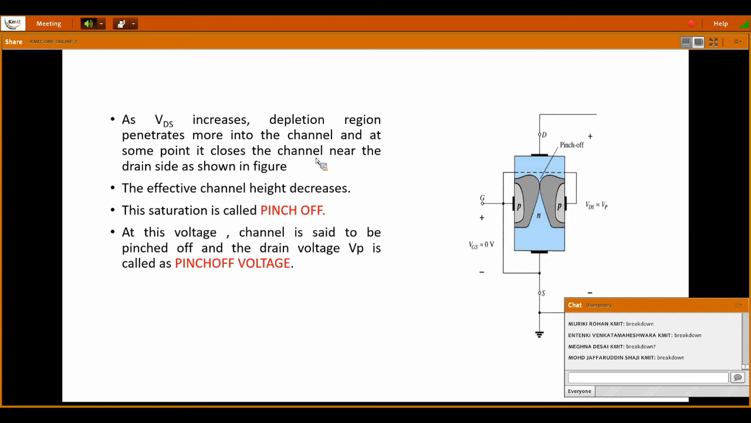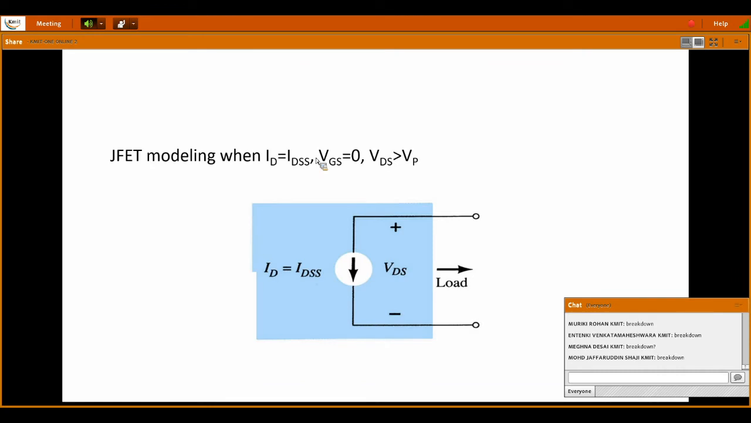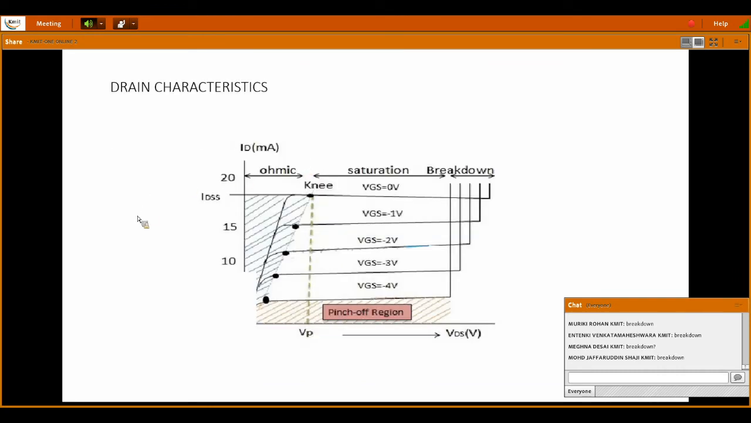Yes. So when this pinch off point is reached, the drain current will be at the maximum saturation level. Okay. So the current reaches the maximum point, and when pinch off is obtained, the current is maintained constant. There will be no increase. Even if you increase your VDS, there will be no increase in the current. Current remains constant near the pinch off region. Okay.